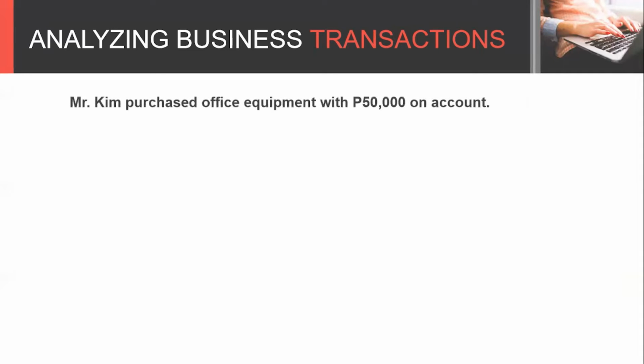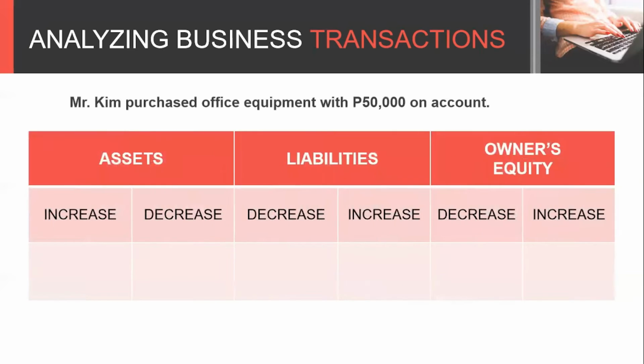Let us now move on to our next example. Mr. Kim purchased office equipment for 50,000 pesos on account. The accounts affected in this transaction are office equipment and accounts payable. Office equipment is part of the assets while accounts payable is part of the liabilities. So, there will be no effect when it comes to owner's equity.